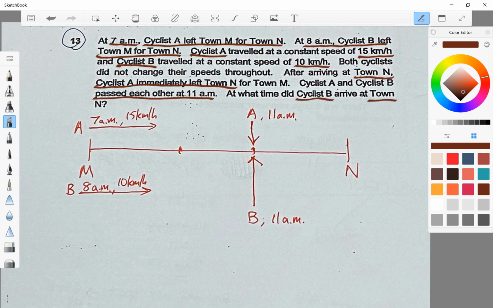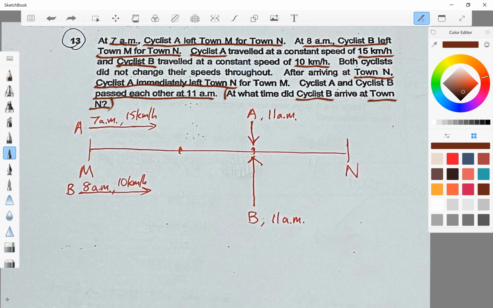This question seems very complicated, but with the assistance of a special diagram, which I will call the speed diagram, it allows us to understand the question so much better. I've already pre-drawn the diagram, so let's take a look. As you can see, cyclist A left for town N at 7 AM. I'm circling it for you. Cyclist B left at 8 AM.